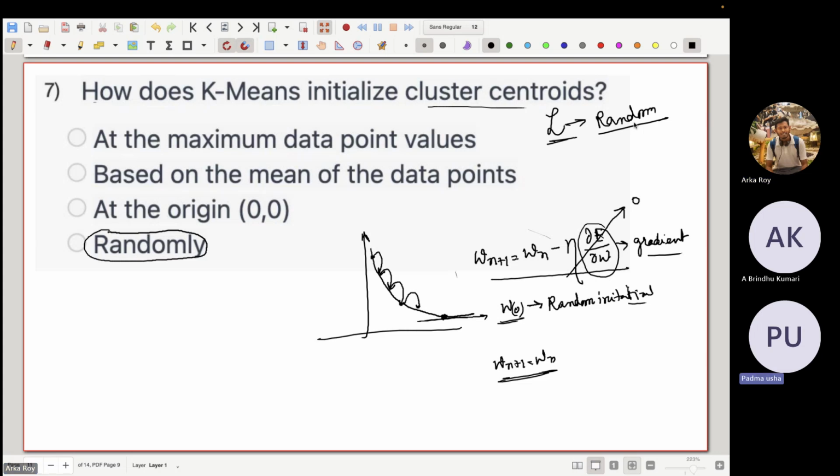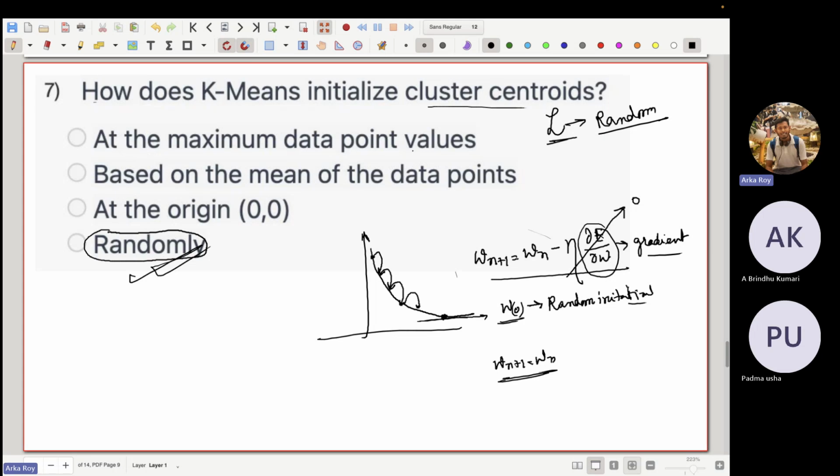In general, when you solve these sorts of machine learning problems, everywhere you'll see that random initialization is the initial guess that we basically make. So let us look through the other options as well.